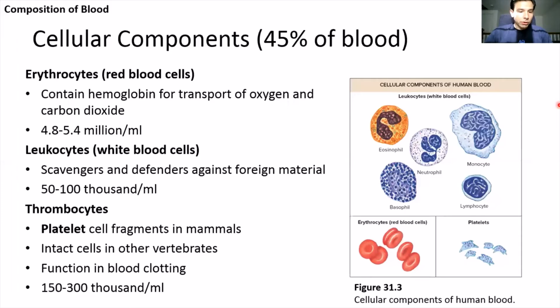And then there are the thrombocytes, which in mammals we call platelets because they're not really cells, they're more like fragments of cells, but in other vertebrates they are intact cells, which are called thrombocytes. So in mammals, they're cell fragments. In other vertebrates, they're intact whole cells. But whether they're fragments or intact cells, thrombocytes function in blood clotting.